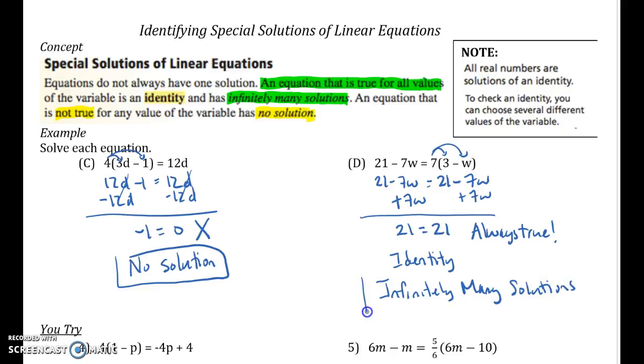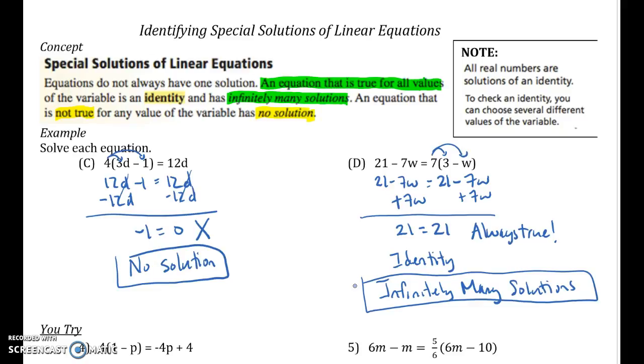And I do want you to write down infinitely many solutions. So it's great to recognize it's an identity, but then what does that mean when it's an identity? It has infinitely many solutions, and the solutions are actually what we're looking for. So that's a little tricky. I want you to be able to check both. Is the equation an identity? What does that mean in terms of the solutions?